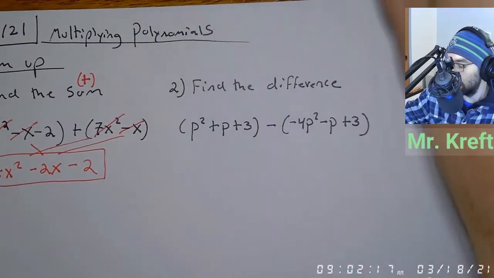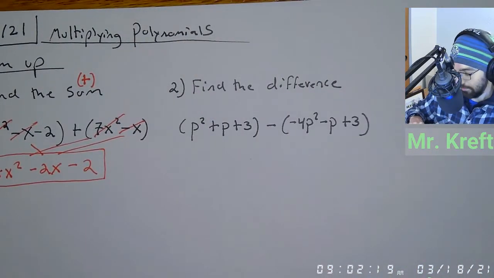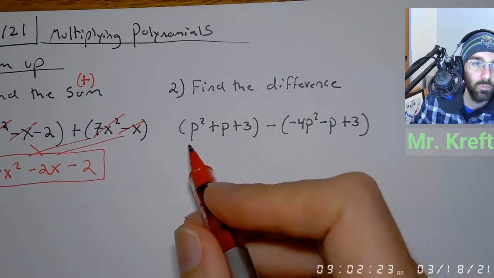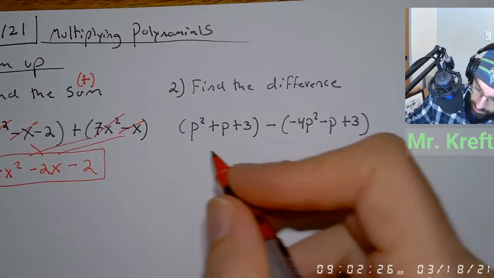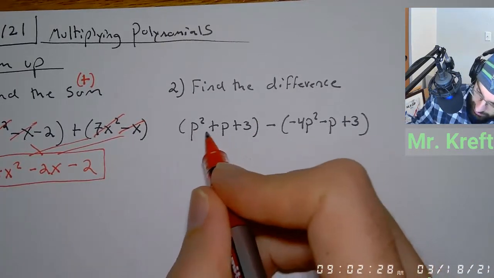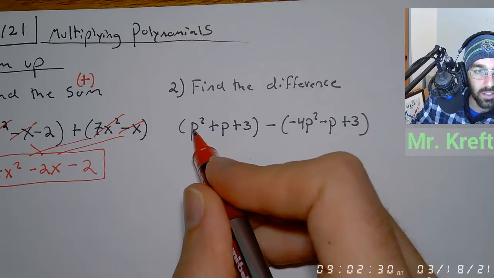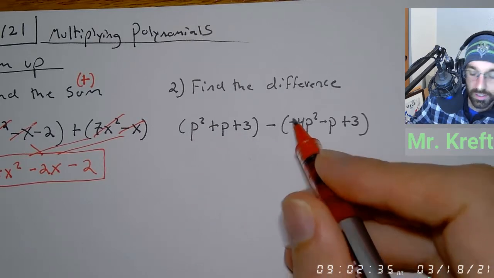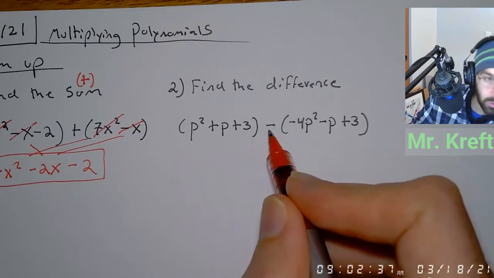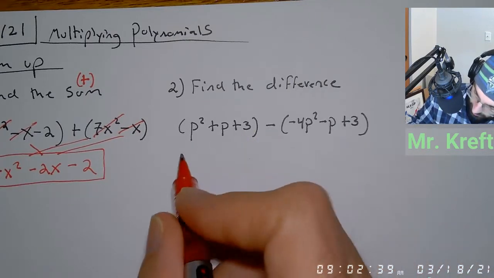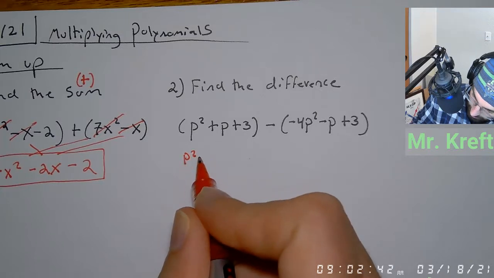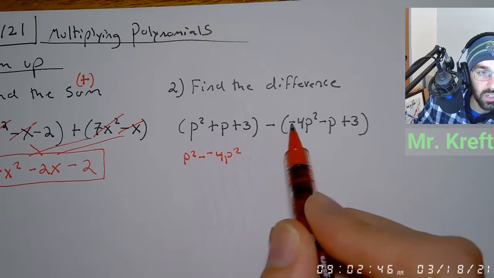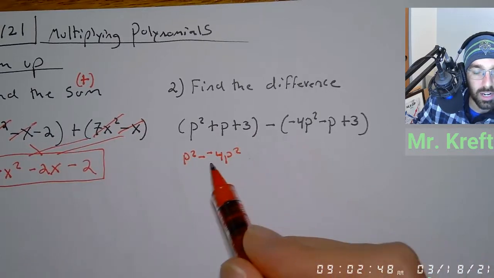So let's take a look at the second one. My blue pen's almost out, so I'm going to use this red pen. Taking a look here, it says find the difference. So if I want to find the difference, I'm going to start out the same way. My highest order term here is squared. So I have 1p squared here, and I have negative 4p squared here. But the difference now is, right, I am subtracting. So this is p squared minus negative 4p squared, right? So the difference now is instead of adding, I'm subtracting.